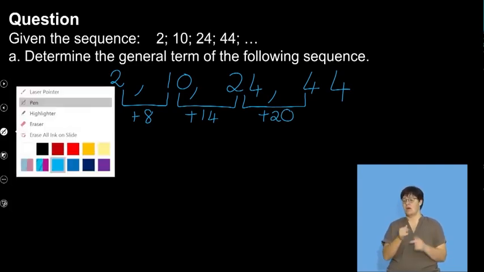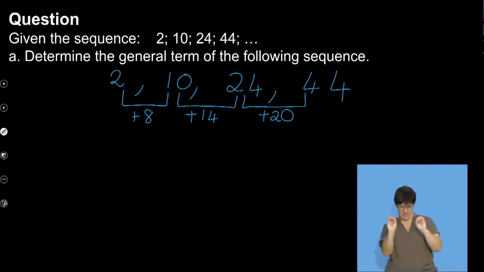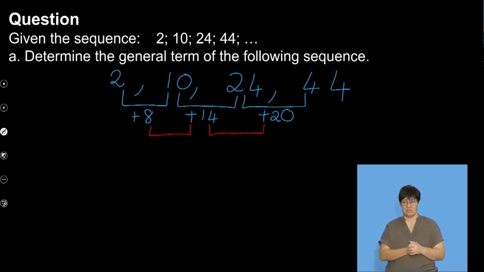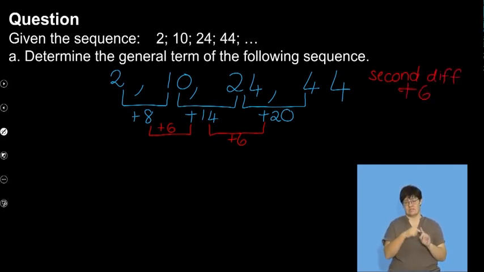I'm now going to look at the second differences. I hope that everyone will agree with me, this is not a linear pattern because my first differences are not equal to each other. Looking at the second difference, between 8 and 14, I can see that positive 6 was added. Then between 14 and 20, positive 6 was added. So my second difference is positive 6. Now I'm going to calculate the general term of the following sequence.